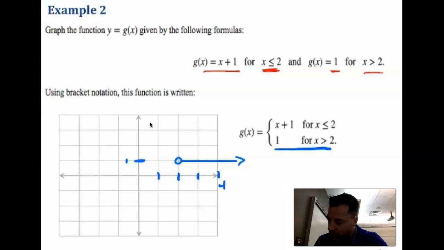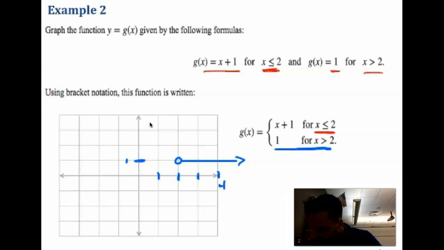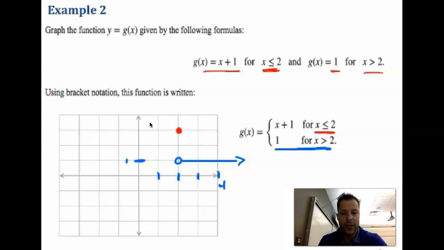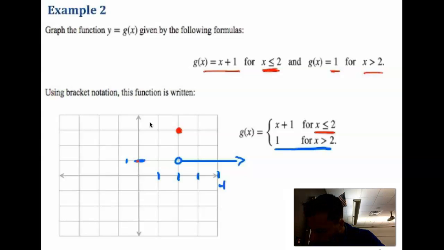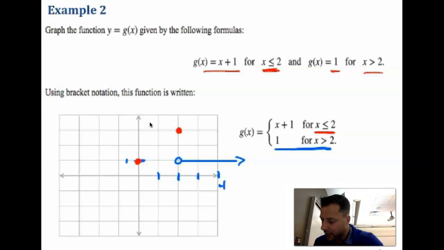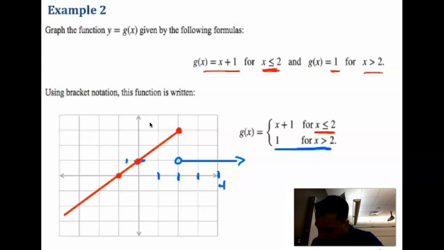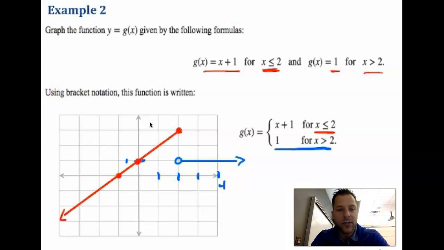Now we're looking at x plus 1. And again, I always use different colors so I can see. x plus 1 for anything x less than or equal to 2. So let's plug in 2. 2 plus 1 is 3. So we plug in 2, we get 3, which would be right here. Close that circle off. Let's plug in 0. 0 plus 1 is 1 right there. And I have enough. I could do -1. -1 plus 1 is 0. So then I can go ahead and draw my line to the left. And there is my piecewise function.